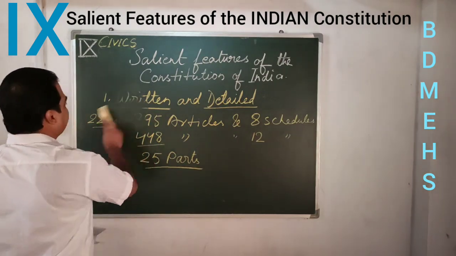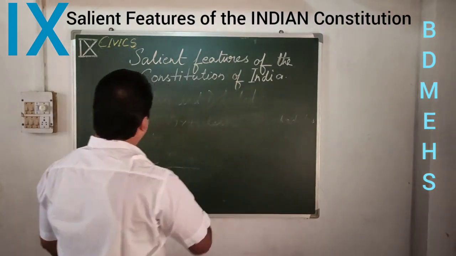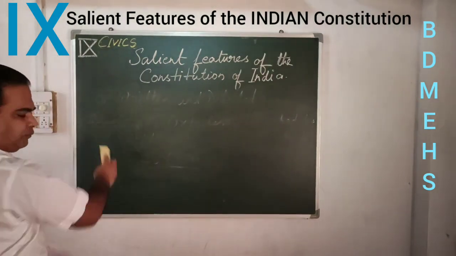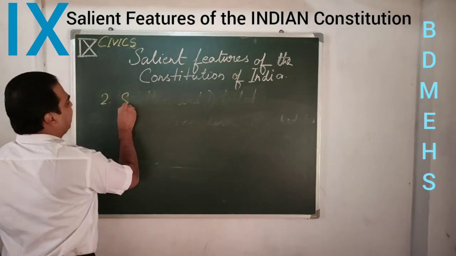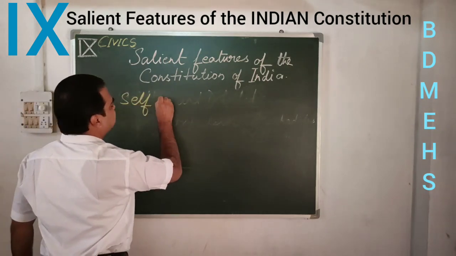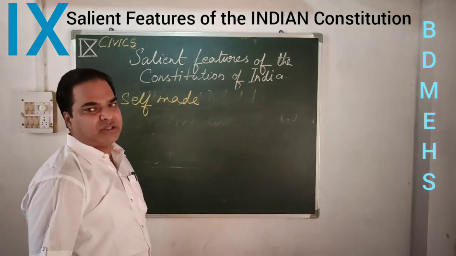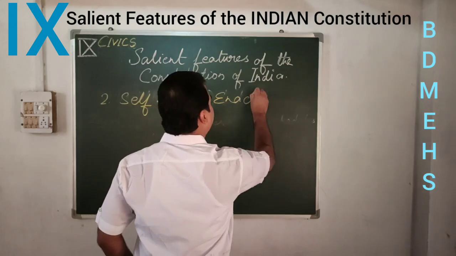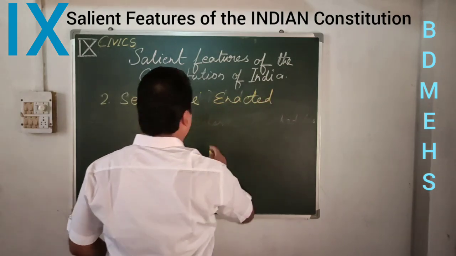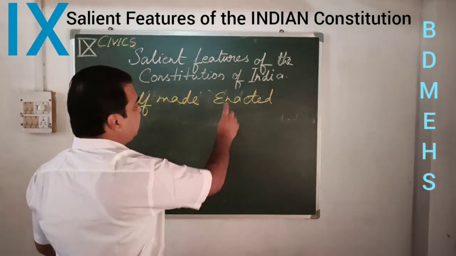The next important feature, characteristic feature of our constitution, is number 2, self-made. Our constitution is a self-made constitution, or we can say enacted. Self-made and enacted constitution.